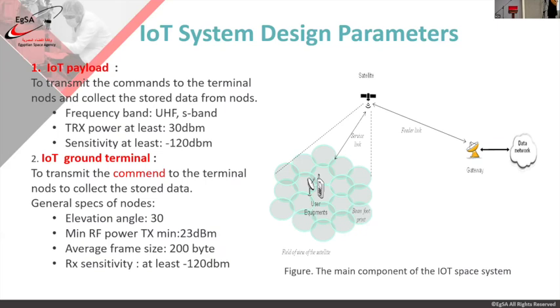For any IoT-based space system, we should have two parts. One is on the satellite, this is the IoT payload, and one is on the ground, these are the nodes or sensors from which I want to collect data. I have here some specifications for the IoT payload on the satellite, and also specifications for the sensor in the ground node.